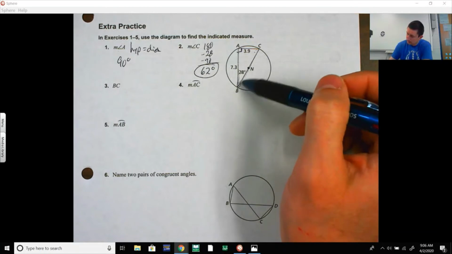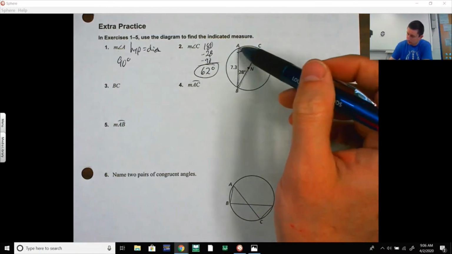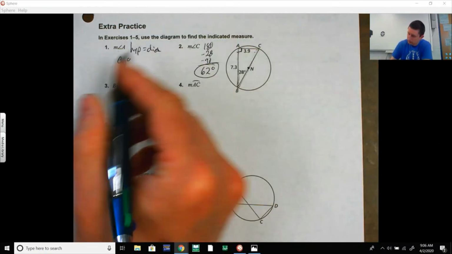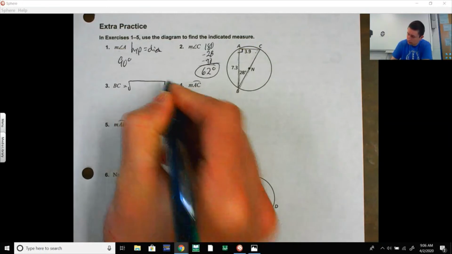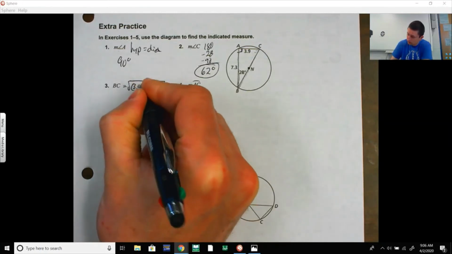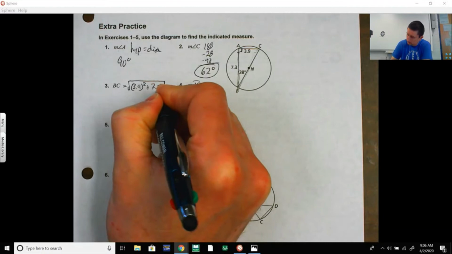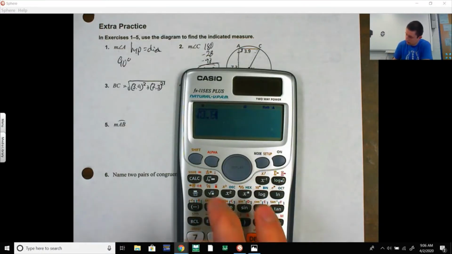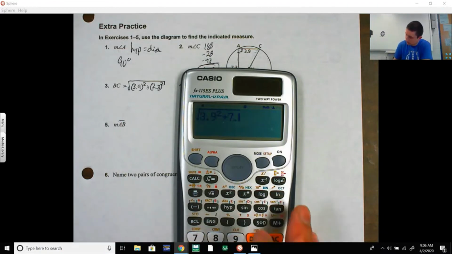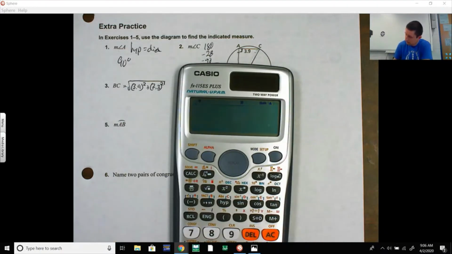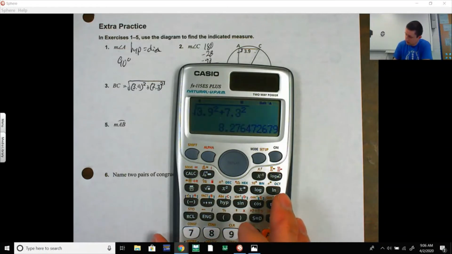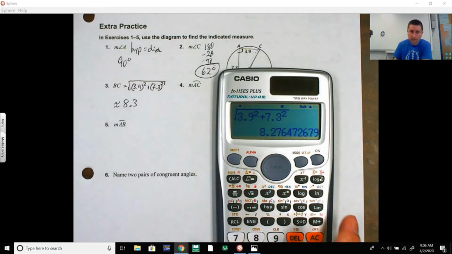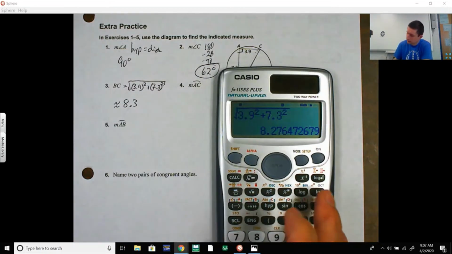B to C, the length of B to C. Okay, here's your right triangle. The right triangle, think Pythagorean theorem. A squared plus B squared equals C squared. So BC is going to be the square root of 3.9 squared plus 7.3 squared. And we get about 8.3. Pythagorean theorem on that one.